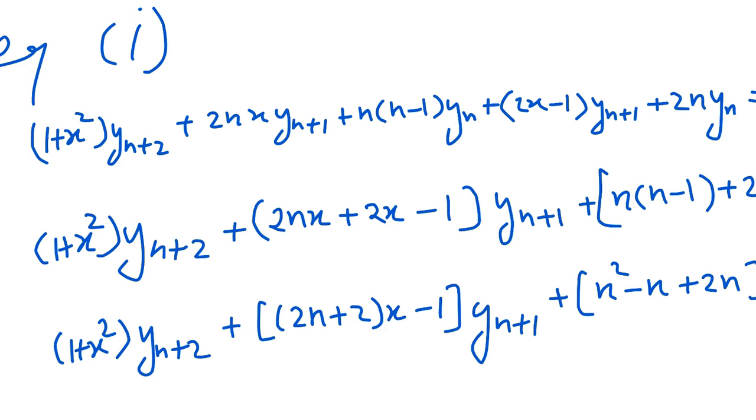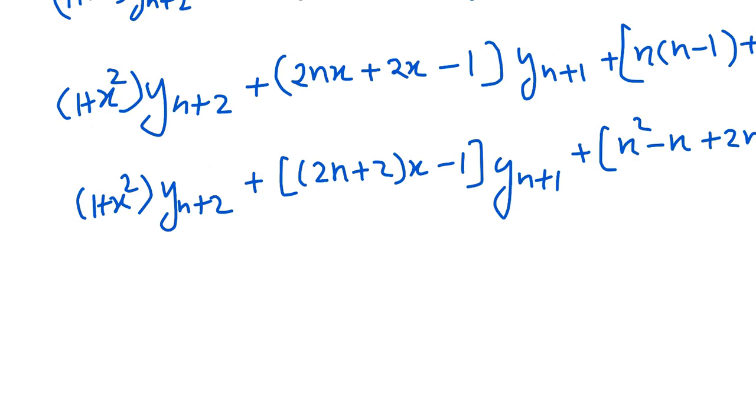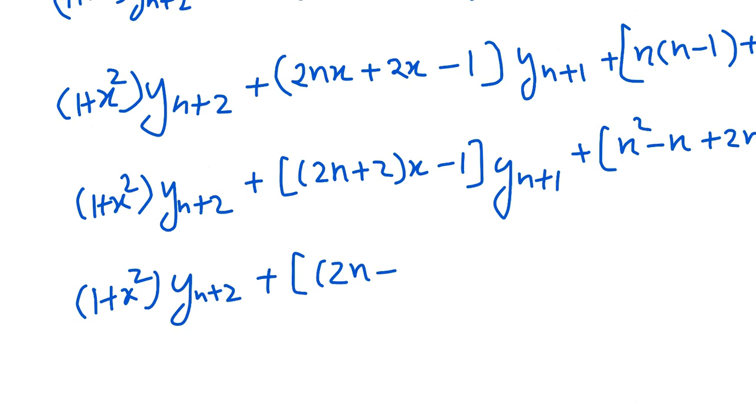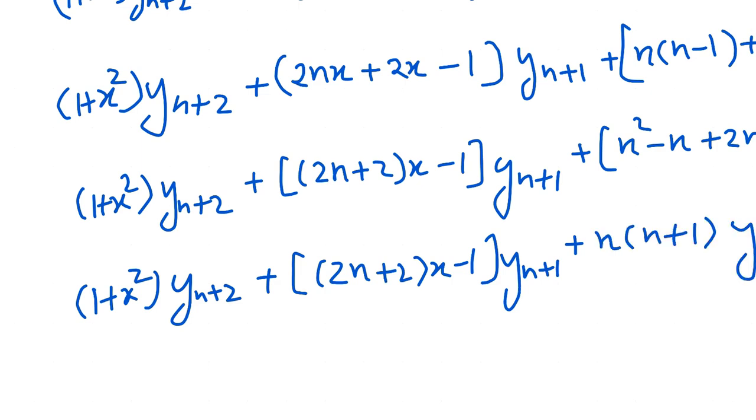Are you getting me? If you got it, then we can write it in a single step. Otherwise, I can explain using one more step. So here we can take n into n plus 1, yn is equal to 0. Proved. Got it?